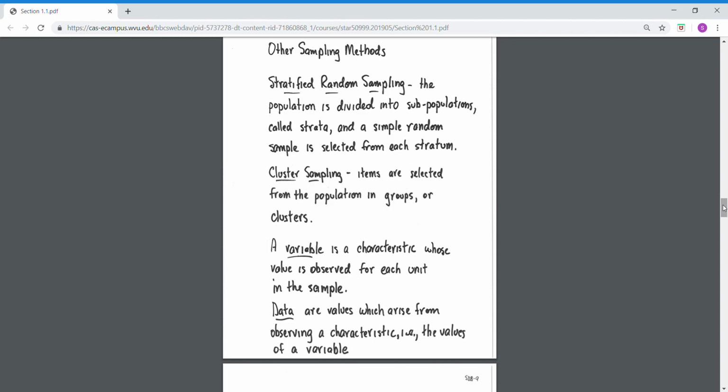Next, we have cluster sampling. Items are selected from the population in groups or clusters. That brings us to the end of our sampling method sections, but now we will focus on types of data.